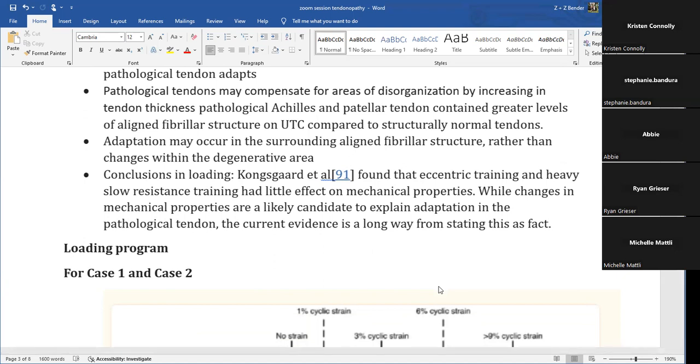Again, I like this idea that the adaptation may occur in the surrounding aligned fibrillar structures rather than the changes in the degenerative area. I think it's really eye-opening if you haven't thought about it in that model. Is that Joe Cook's model? It's not the degenerative spot that is necessarily the pain generator in these individuals. It is the load transfer of the surrounding tissue. What they'll see in these individuals is some thickening of those tendon fibrils and the ability to transfer load potentially around that pathological area. And that's those who adapt well. They see changes in this aligned fibrillar structure rather than changes in the degenerative area.